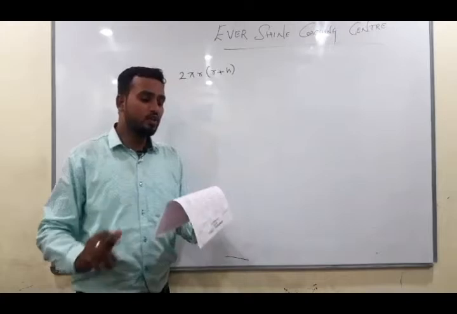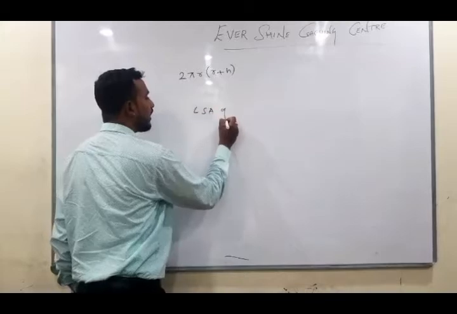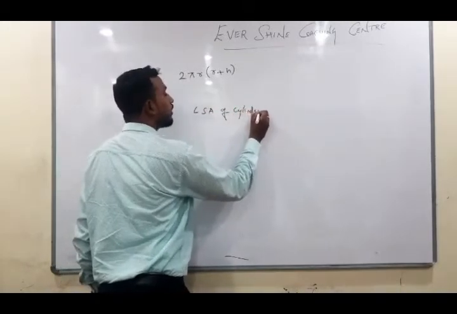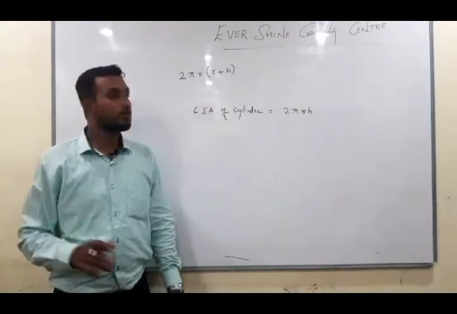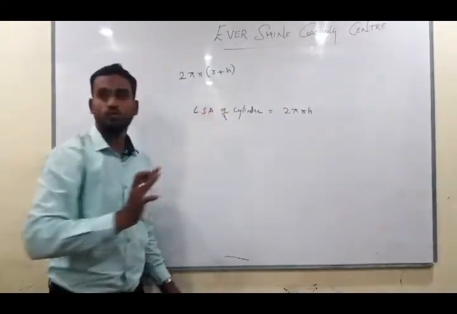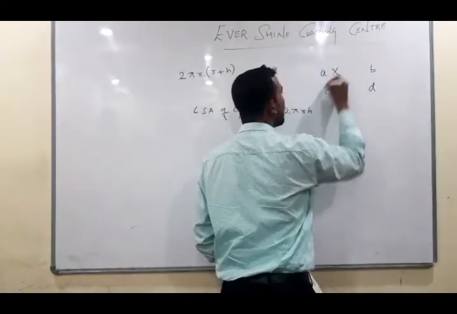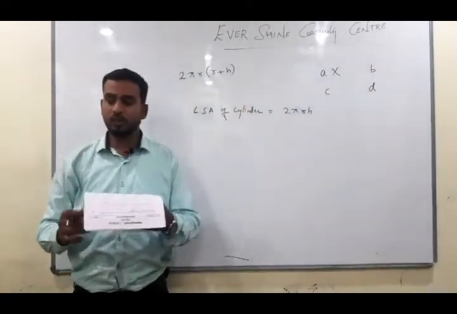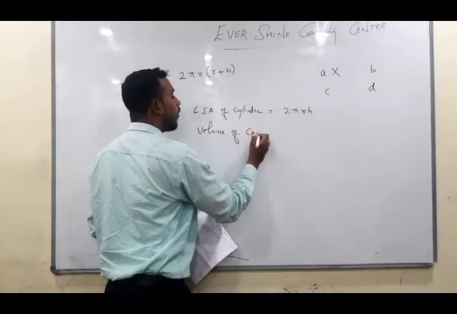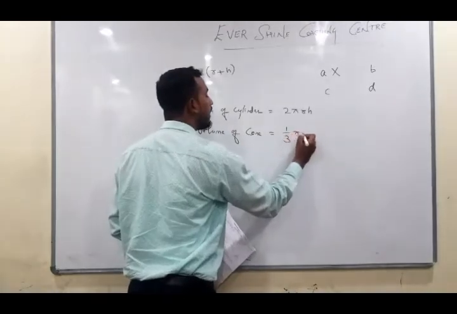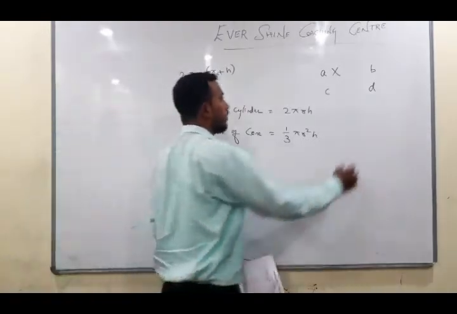Option A is what? Lateral surface area of cylinder. We know that lateral surface area of cylinder formula is 2 pi RH. Am I right? Is this 2 pi RH? No. So option A is wrong. Now come back to option B. What is option B? Volume of cone. We know that volume of cone is 1 by 3 pi r square h. Is this 1 by 3 pi r square h? No. Option B is also wrong.